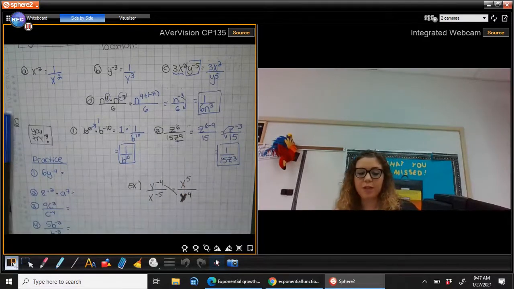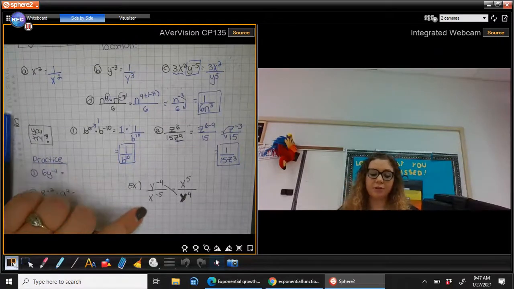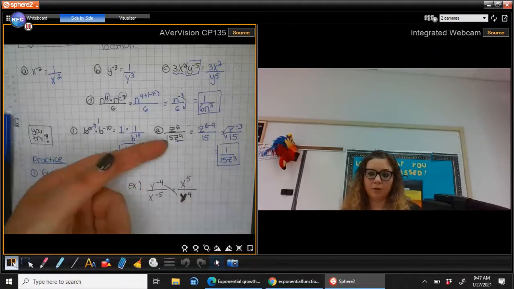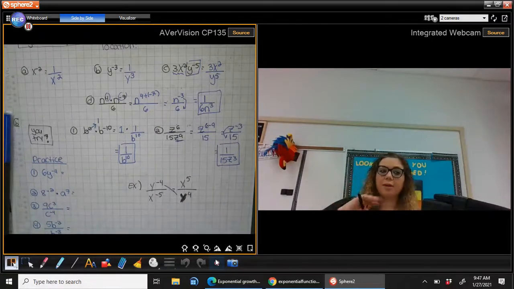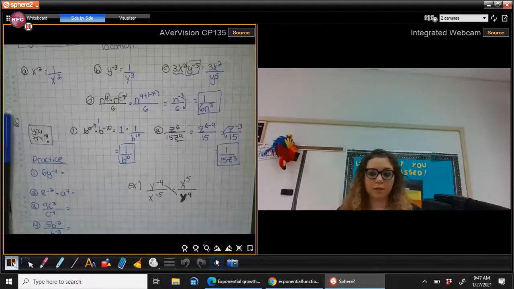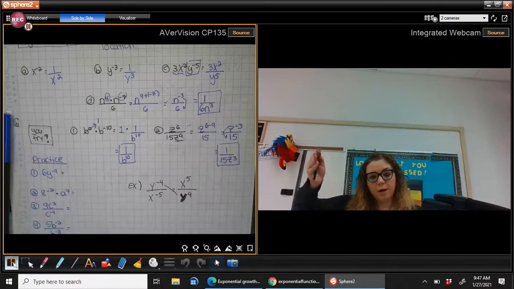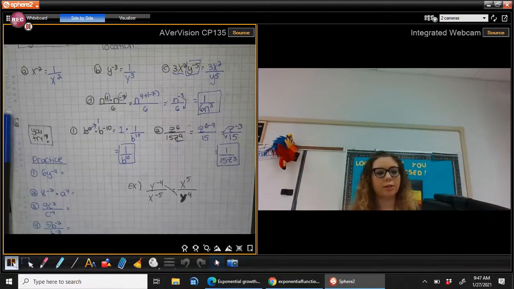So sometimes you're going to have a negative exponent in the denominator, and to make it positive, you're just going to switch. It doesn't matter if it's on top or bottom. To make it positive, you just switch the location. If it's on top, you change it to the bottom to make it positive. If it's a negative on the bottom, you change it to the top to make it positive. So just change the location.